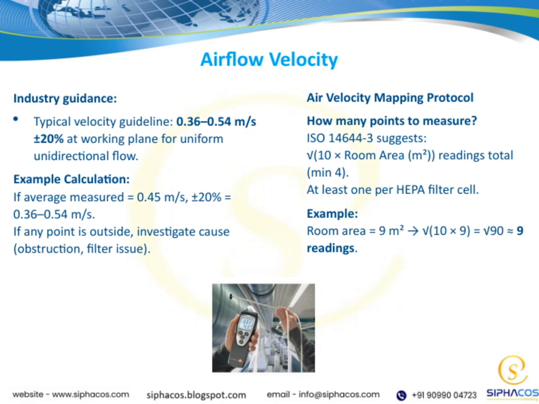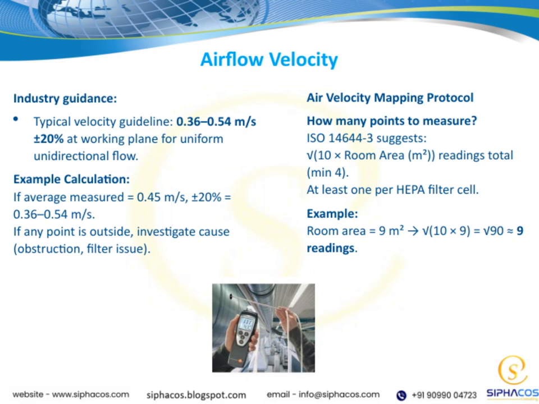It's recommended to have at least one measurement per HEPA filter cell to ensure proper airflow. Now, moving on to airflow velocity. Industry guidance suggests that a typical velocity at the workplane for uniform unidirectional flow should be around 0.36 to 0.54 meters per second, with a tolerance of plus or minus 20%. So, if you measure an average velocity of 0.45 meters per second, that falls nicely within the acceptable range.